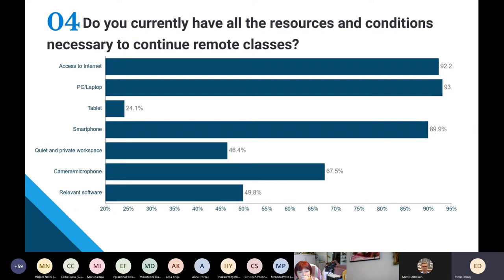So all these answers are not mutually exclusive to each other. So one student may have a PC as well as internet, as well as tablet. But what's important for us is that the basic tools that are needed to perform our classes remotely or virtually, they do have the basic needed tools like the PC, laptop or tablet or smartphone, as well as most importantly, internet access.